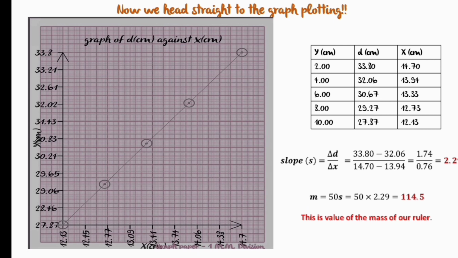Now evaluating our M, which is 50s, we can see that it gives us the mass of our ruler, which is what we used to get this whole value. Can you see how this experiment is so easy? Being wise, you figured out that the experiment hinges on the mass of the ruler. And once we are able to achieve the mass of that ruler, the rest is a piece of cake. So this is the value of the mass of our ruler.